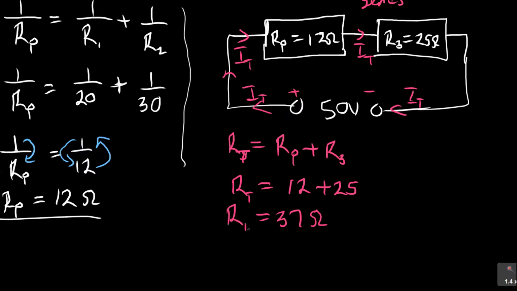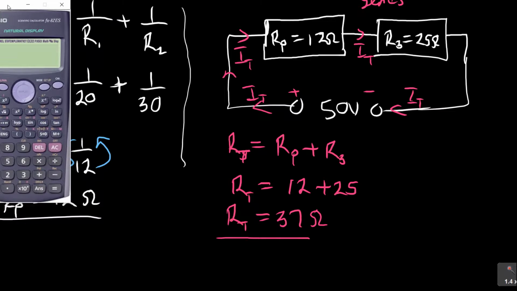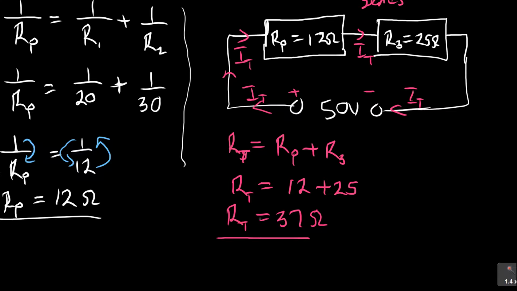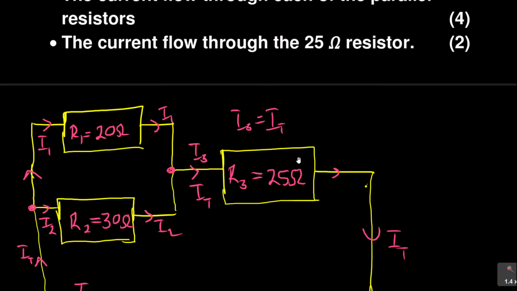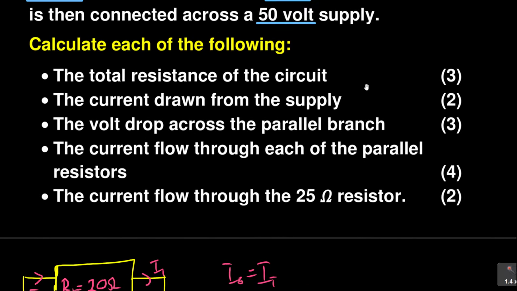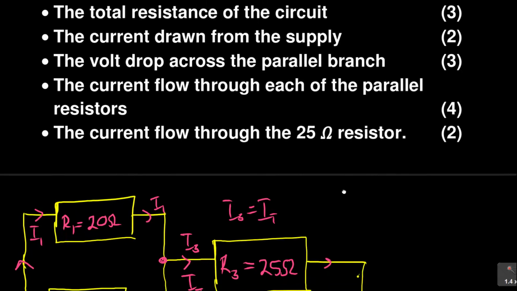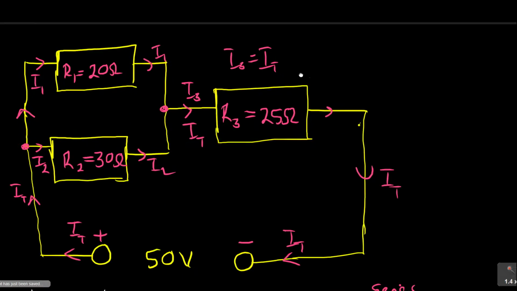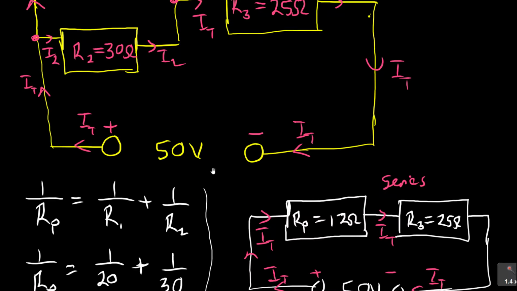So that is our total resistance. And just to verify, 12 plus 25 gives me 37. So that is what I'm having as the total resistance of the circuit. So that is what they needed when they wanted me to find the total resistance for 3 marks. The next one is the current drawn from the supply. The current drawn from the supply. Which means when they are talking about the supply, it is the 50 volt.